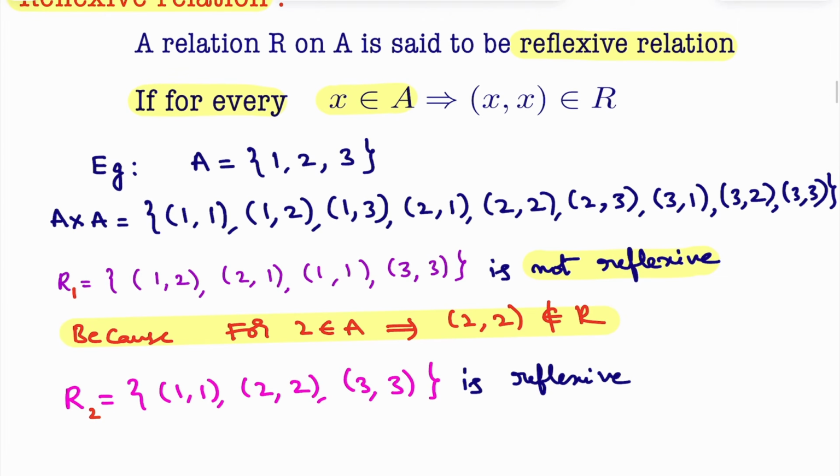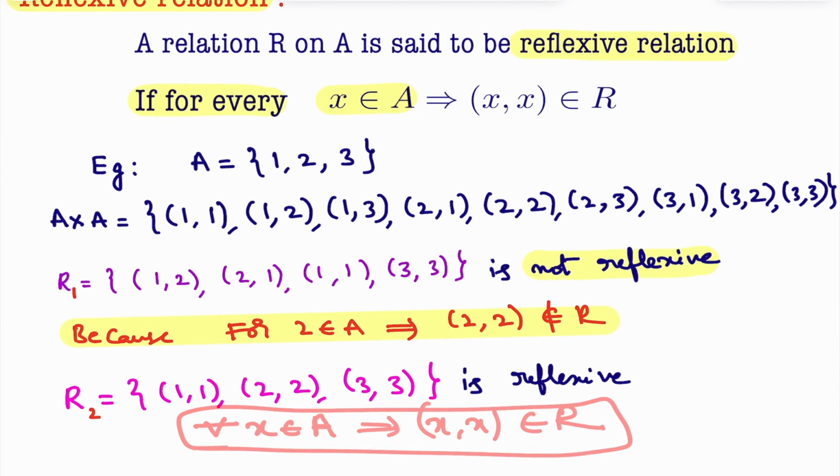And one more important point: as this relation is reflexive, while writing the answer, you cannot write that 1 belongs to A implies 1 comma 1 belongs to R, that's why this relation is reflexive. You cannot say it like that. You can write like this: for every x belongs to A, the ordered pair x comma x belongs to R. That's why this relation is reflexive.